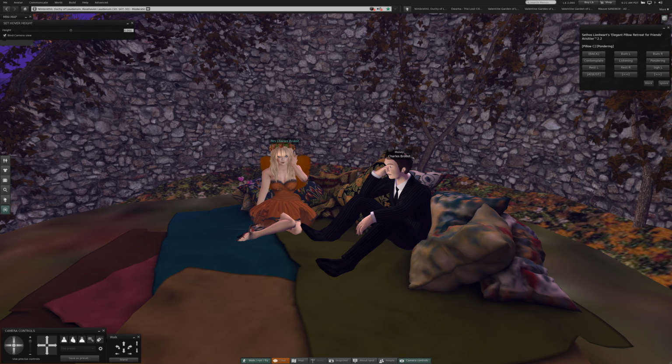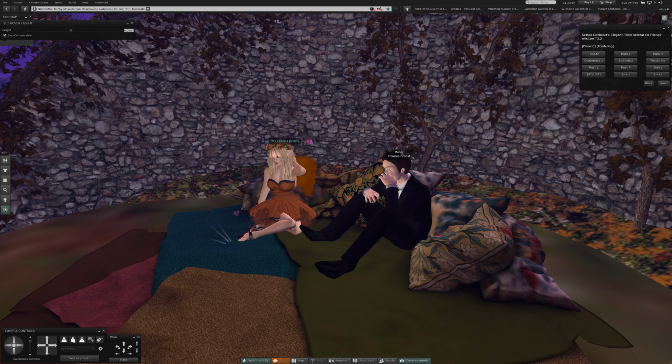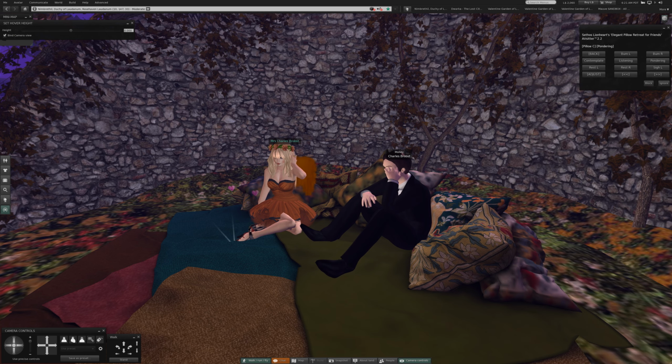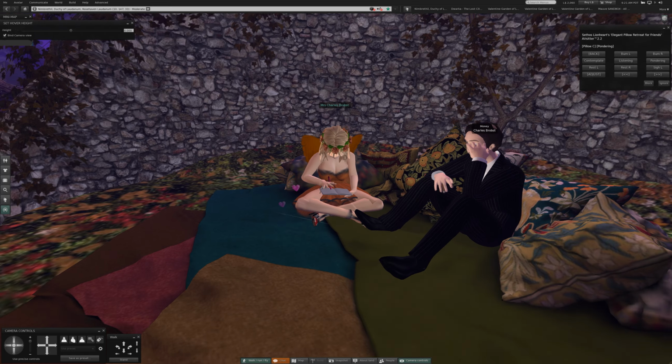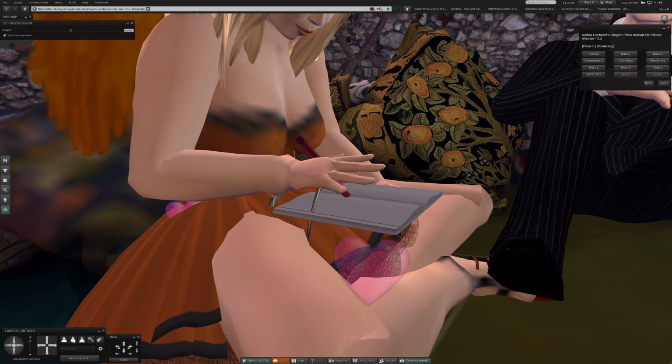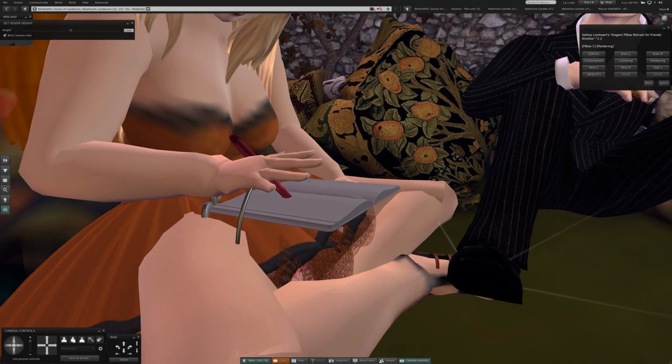I didn't tell you what this is. This is the elegant pillow retreat for friends. It's only for friends, so no couples. Journal. I'm gonna write. Let's take a closer look at her, see what she is writing. Is it going to tell us anything?